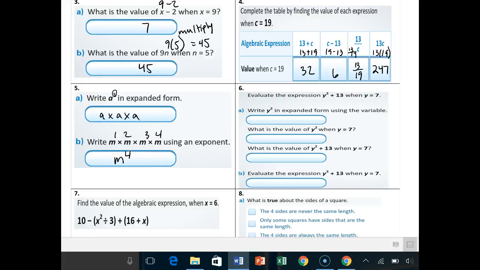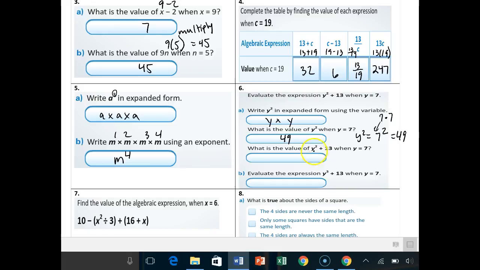Number 6. Evaluate the expression y squared plus 13 when y is equal to 7. So first of all, write y squared in expanded form using the variable. That's just y times y, right? What is the value of y squared when y is equal to 7? So really y squared, you can think of as equal to 7 squared. And 7 squared is not 7 times 2, but 7 times 7. So 7 squared is equal to 49.